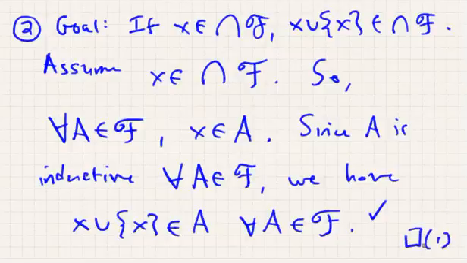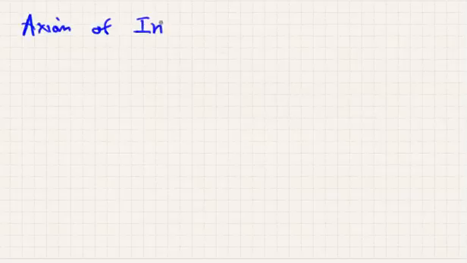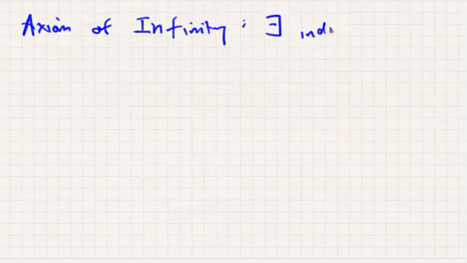Now let's claim 1. So the axiom of infinity, which we talked about last time, if you remember, says that there exists an inductive set. There exists an inductive set I.